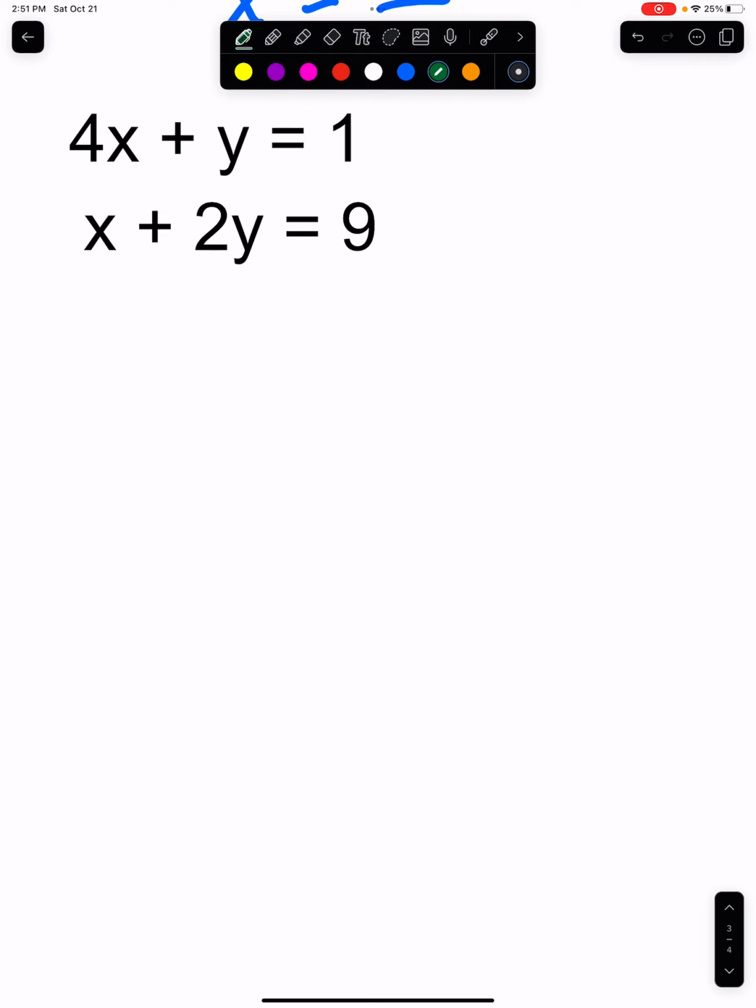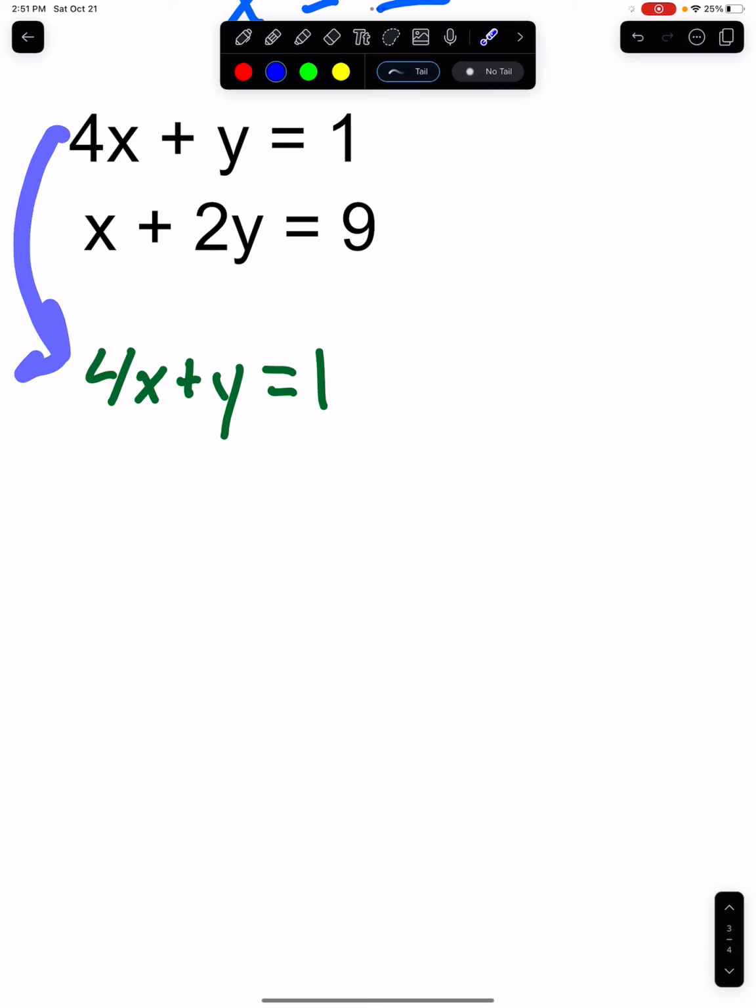These two equations. So I'm going to take that 4x and rewrite it down here. 4x plus y equals 1. Yo, what am I doing? Plus y. I don't know why I put 8 there. 4x plus y equals 1. I just took this equation and wrote it down here.